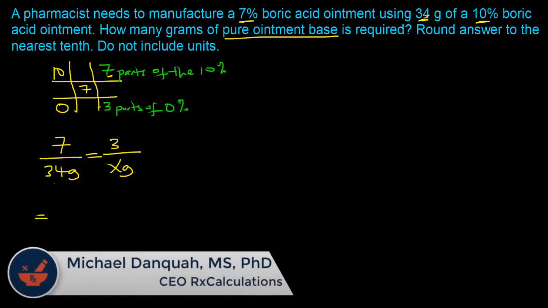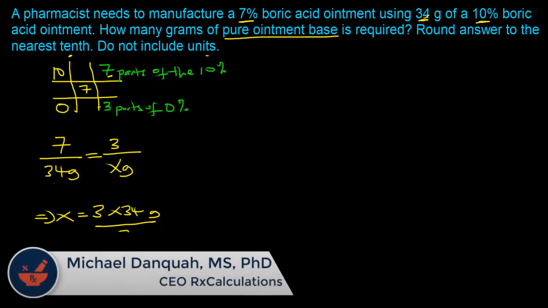So at this point, we can go ahead and solve for the unknown, which is x, and that will be equal to 3 times the 34 grams divided by 7, and we end up with 14.6 grams because it says to the nearest tenth, and actually do not include units. So if this was on maybe the NAPLEX board exam, you actually put 14.6 as your solution. So that is the way you will solve this particular question using the alligation method.